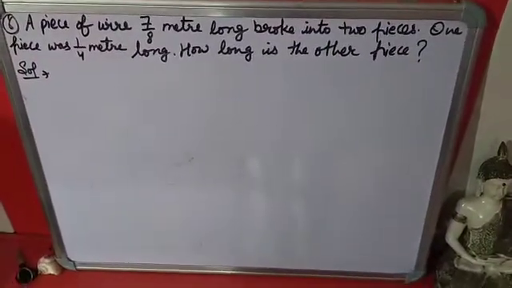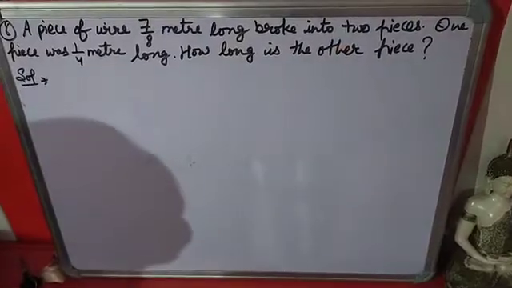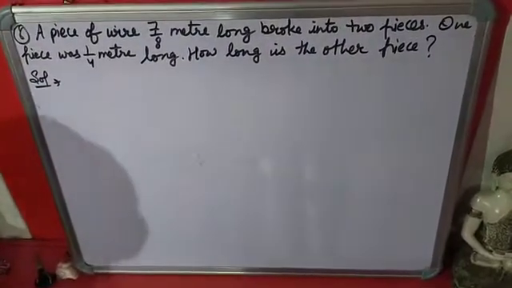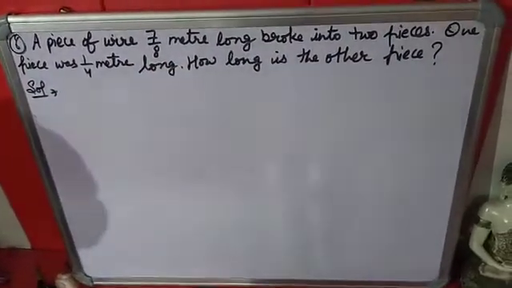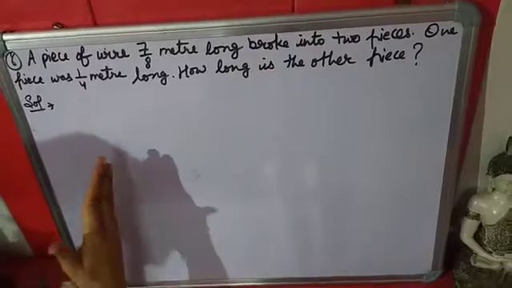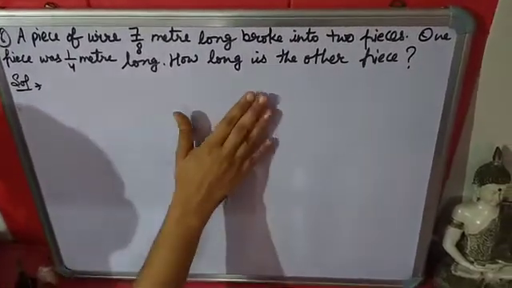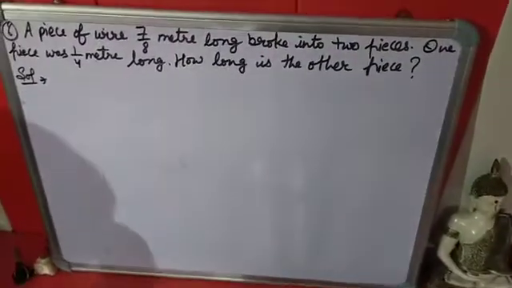So this is the answer. Sixth question. A piece of wire 7 upon 8 meter long broke into two pieces. One piece was 1/4 meter long. How long is the other piece? The total length of wire is 7/8. We are breaking this wire into two pieces. The length of one piece is this. You have to find the length of the other piece. So in this question we will subtract.